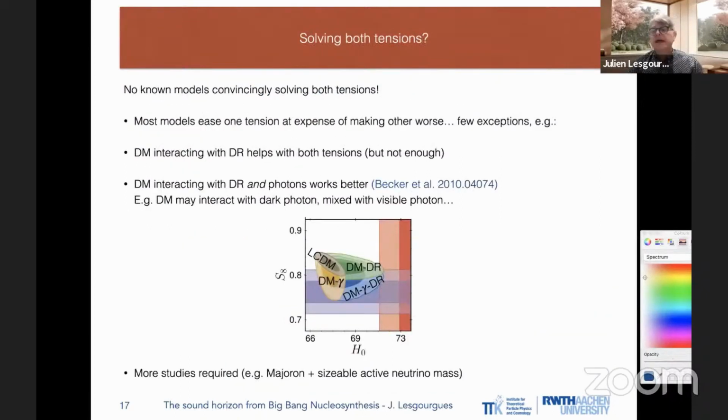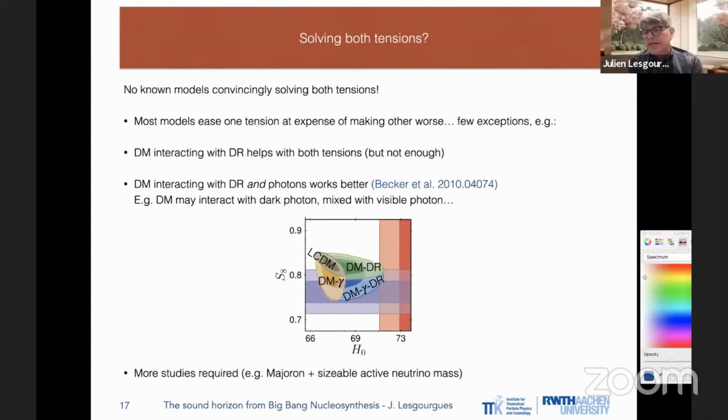All right, so now can you solve both tensions at the same time? It seems very difficult. I've not seen a good model trying to solve both tensions at the same time. Of course, I'm not sure that both tensions do exist, but if we take the point of view that they are true, it's very difficult, because most models tend to ease one tension at the expense of making the other one worse, either a bit worse or much worse. So it's very difficult to build a model that would simultaneously increase H0 and decrease S8.